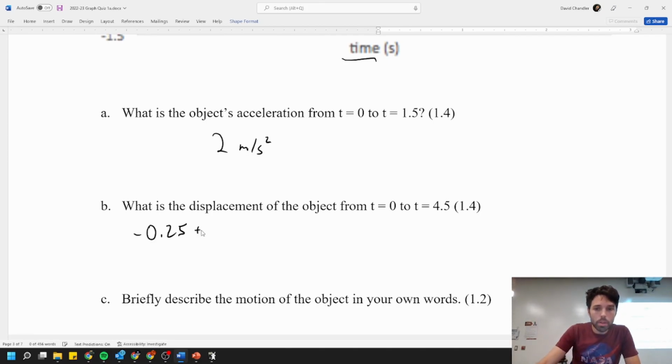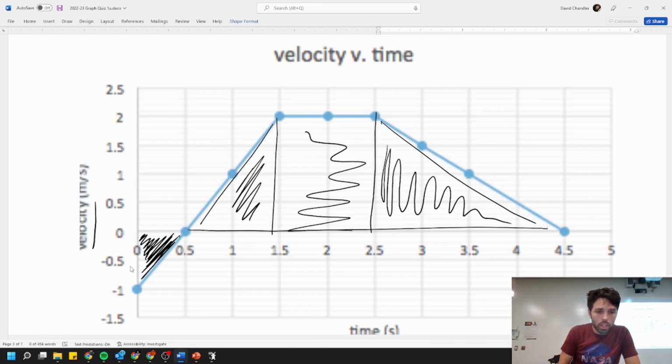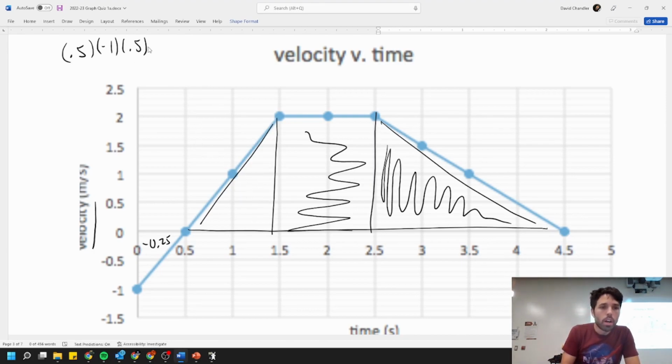I'm going to add up the next 3 sections, right, because they're all going to be positive because they're above the x-axis. So this area here was -0.25. And again, that's just the base, which is 1/2, I'll write that out, 1/2 times the height, which is -1, times 1/2 again, right? It's 1/2 base times height. So that's going to be -0.25. Now let's do this triangle right here.